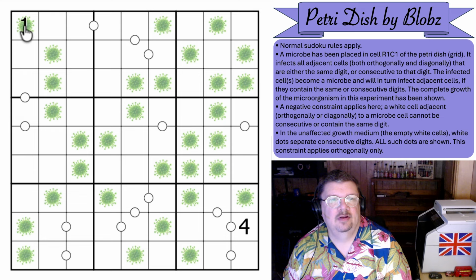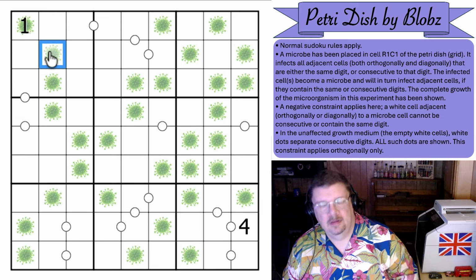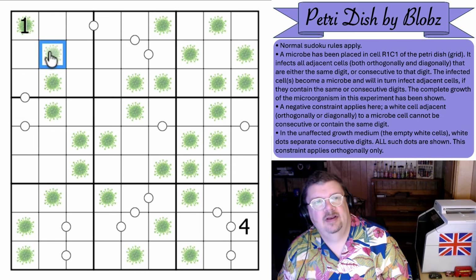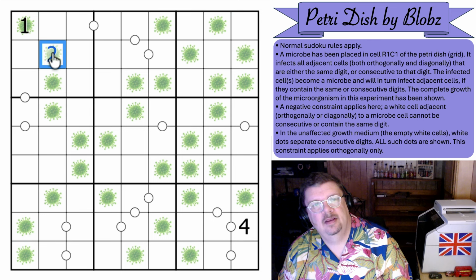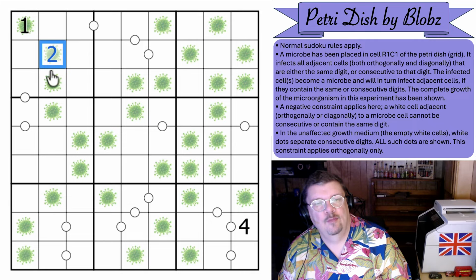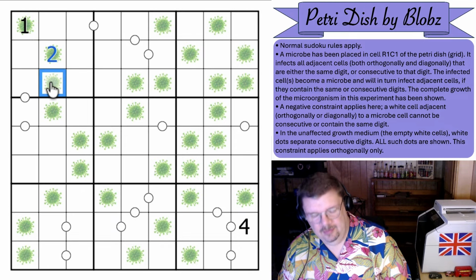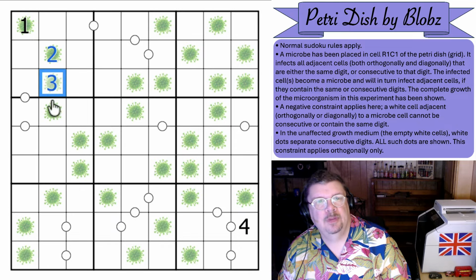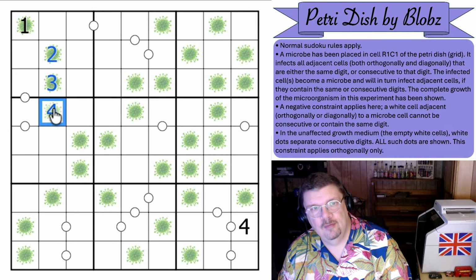Well, we have a good start because this one can only infect a 2, so that must be there. 2 can infect a 2, 3, or 1, and that can either be 2 or 1, so that must be a 3. 3 can infect 2, 3, or 4, so that has to be a 4.